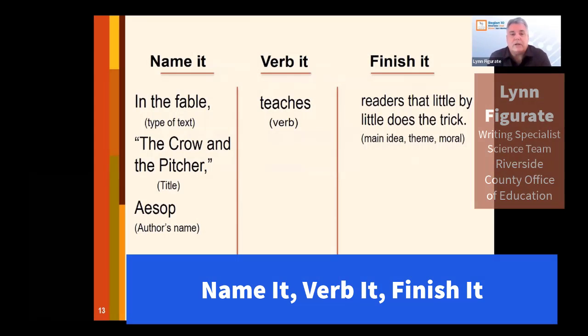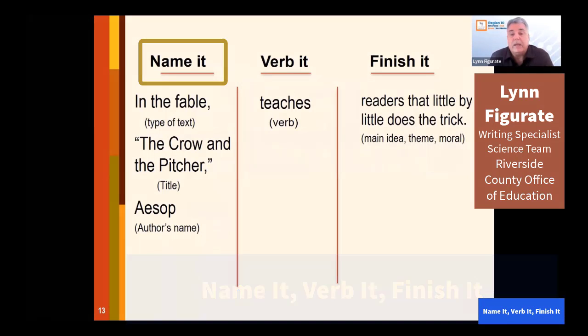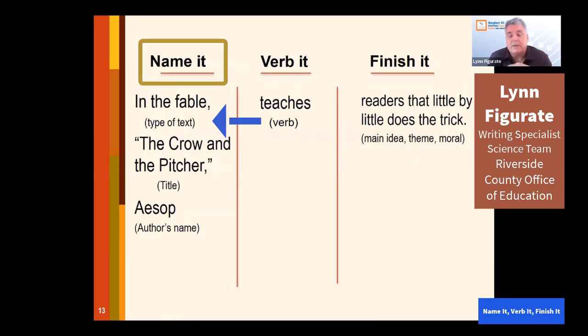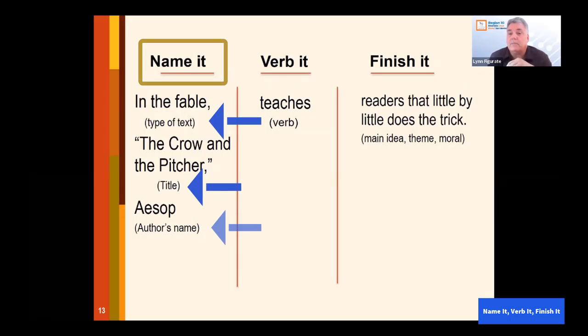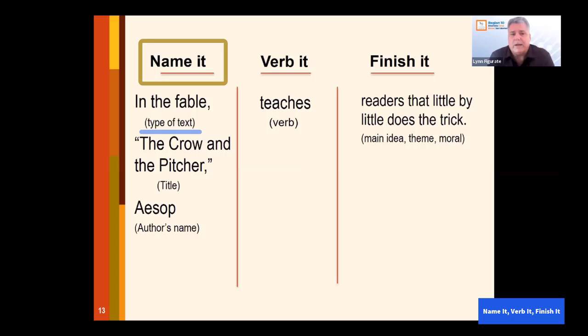In Name It, Verb It, Finish It, there are 3 parts that we're going to have in the Name It. It's the type of text, the title, and the author's name. Type of text is a really good way of saying that. It's not always a genre. Here in the fable, it is a genre, but it's not always a genre.